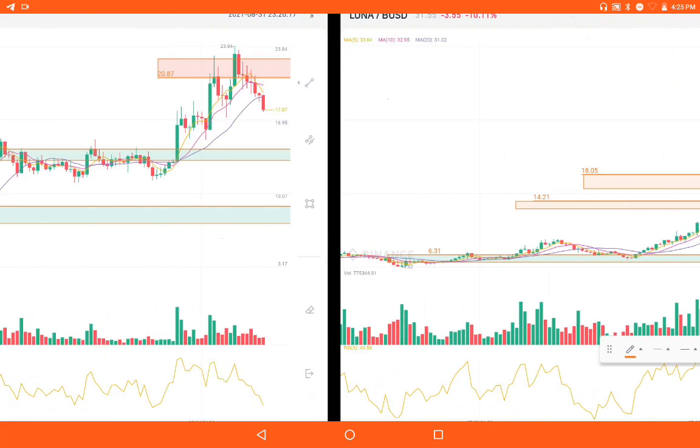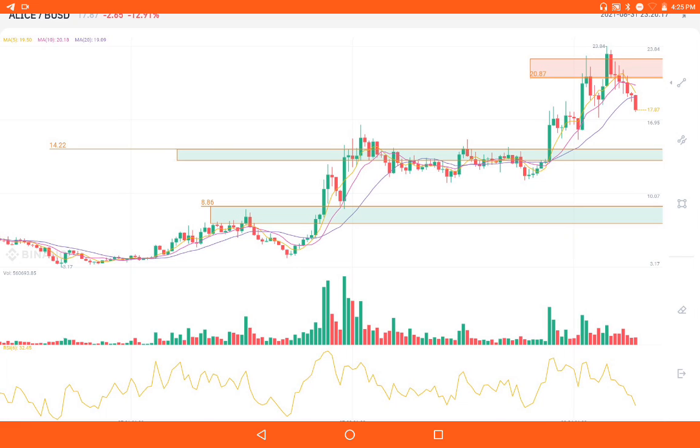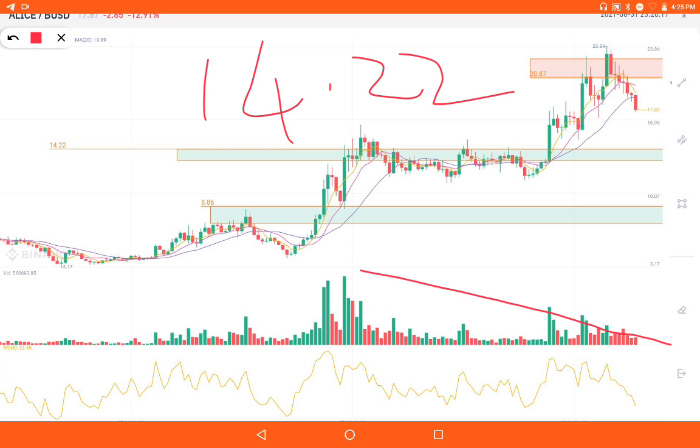We move on to the next one, which is Alice, my neighbor. We can see the zones marked out here on the screen. The first take profit area we'll be looking at is 20.87 USD, and you can see that the market is declining in terms of volume. So we believe that we can see a bounce at this 14.22 to the upside direction, or we can see a bounce at 8.86 USD.